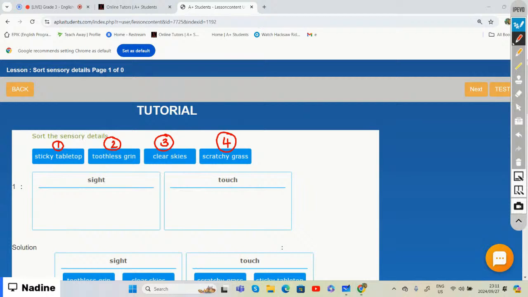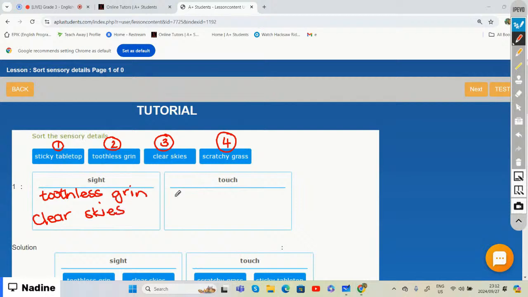And if we were to sort these words under the sensory details, or the different senses, then we can say a toothless grin, right? It's like somebody grinning. That is something that you can see, but you cannot touch. So we're going to put here toothless grin under sight only. Clear skies. We can see clear skies, but you cannot touch clear skies.